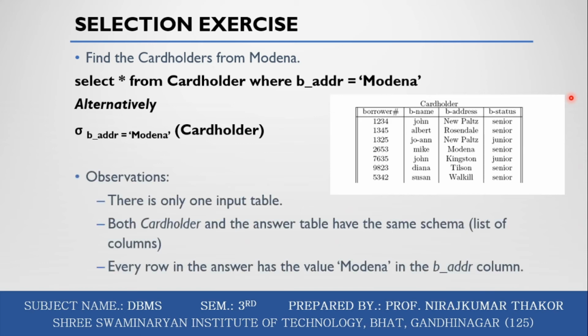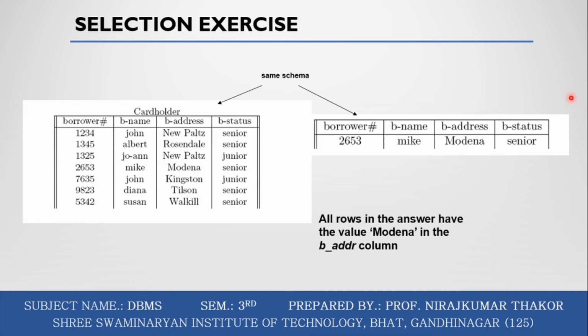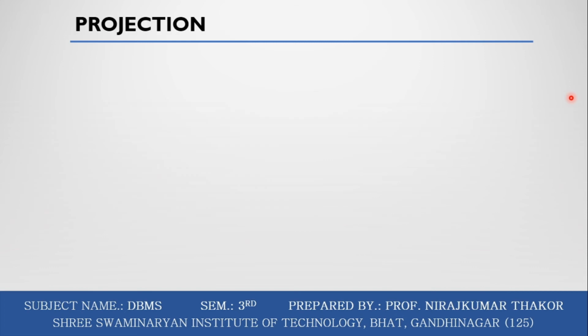Now here the observation of this syntax: there is only one input table. Both card holder and the answer table have the same schema. Okay, and every row in the answer has the value of Modena in the B address column. Now this is the result, and it is also the same schema. All rows in the answer have the value Modena in the B address column.